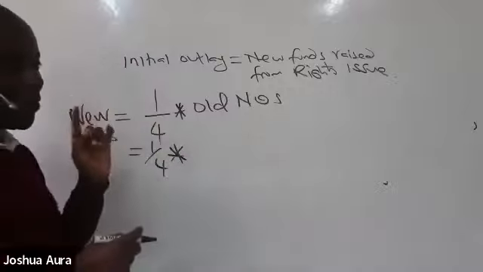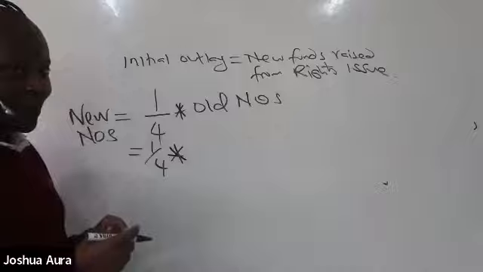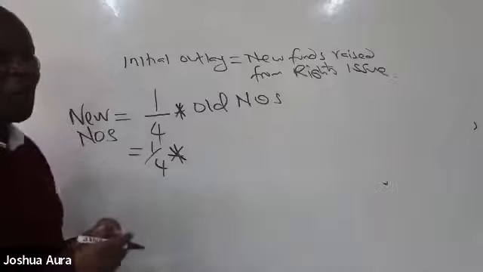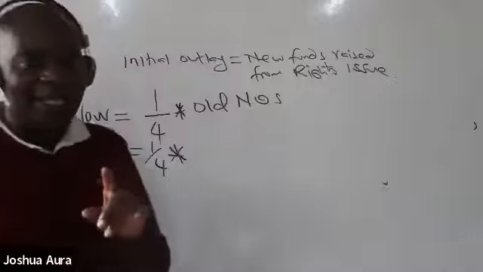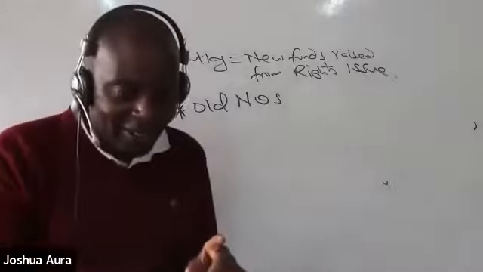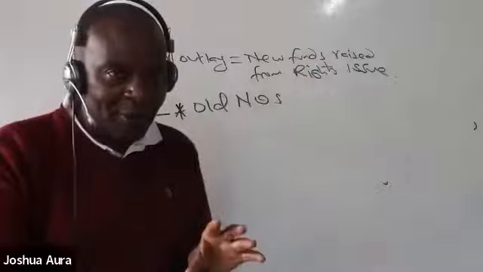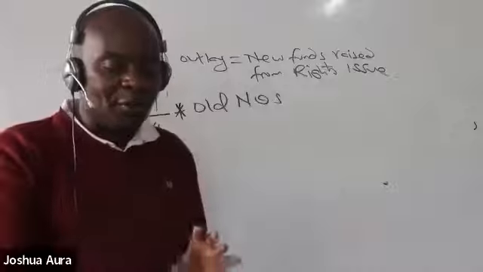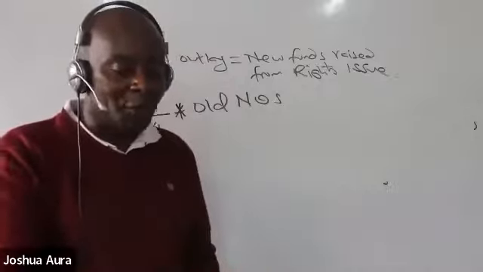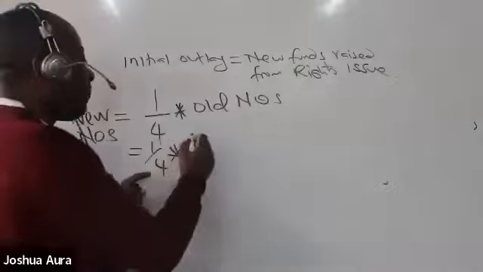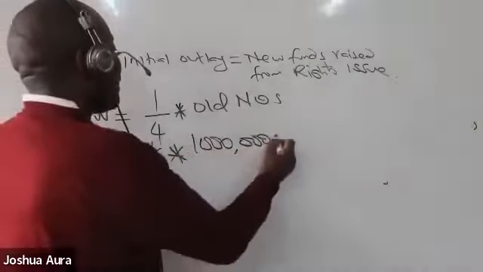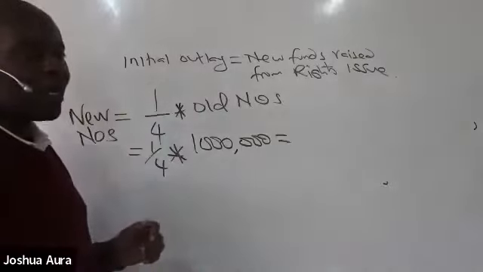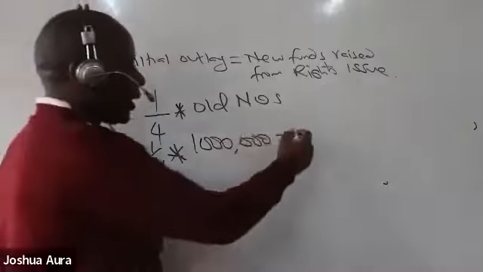Is there somebody who can remember the old number of shares? 10 million or 1 million? Remember, we got some numbers somewhere, isn't it? The 10 million is in shillings, and I wanted the number of shares, where we took the 10 million divided by 10, which gave me a million. So if that is the case, then this will give me how much here? Use your calculators. 250,000, right?